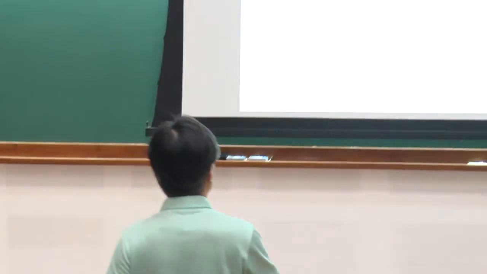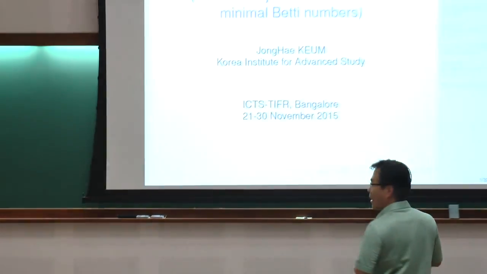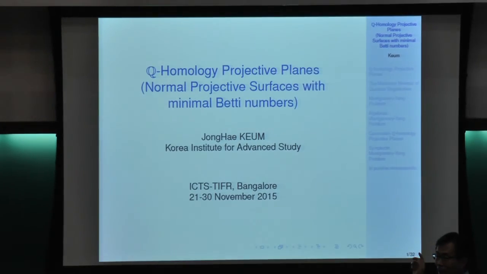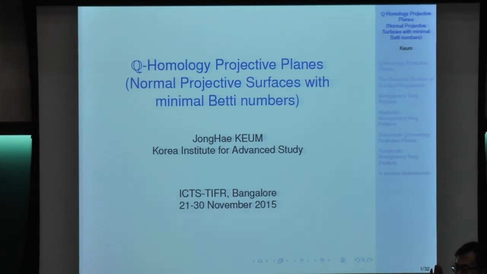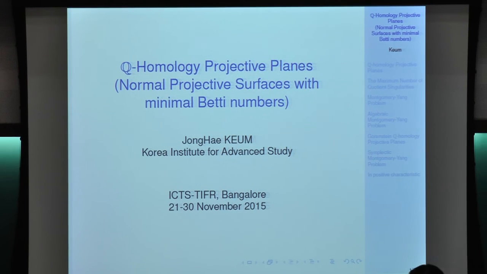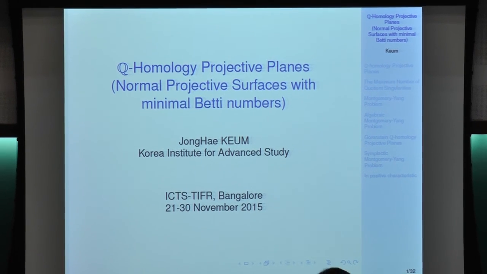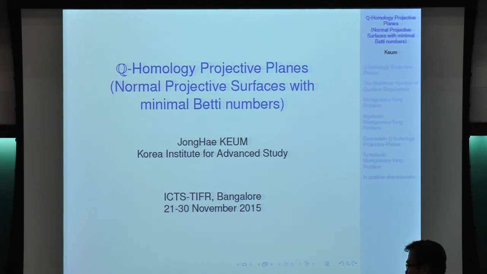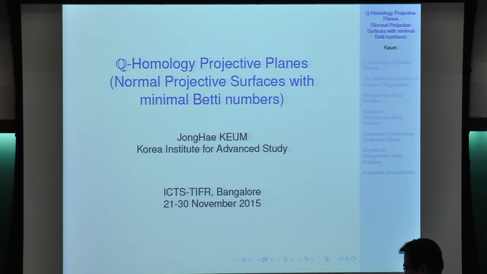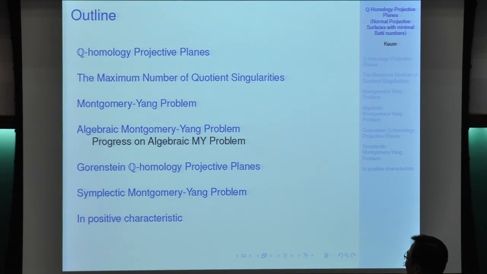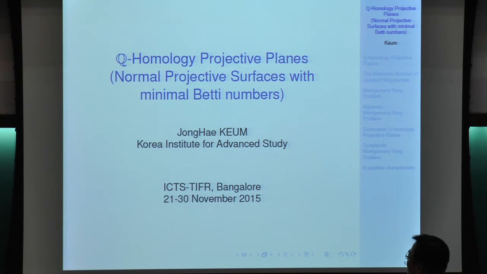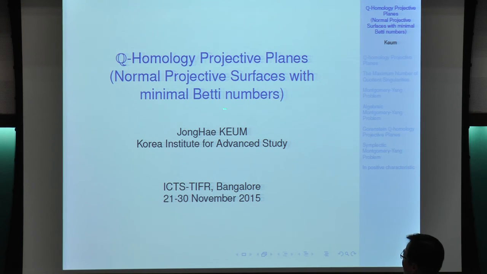today I'd like to talk about Q-Homology projective planes. Well, I prepared some slides. Actually, I hate slides, but I have been watching slide learning very fast, so I will go very slowly. And also, I will work on the board. So, Q-Homology projective planes means normal projective surfaces with minimum possible Betti numbers.